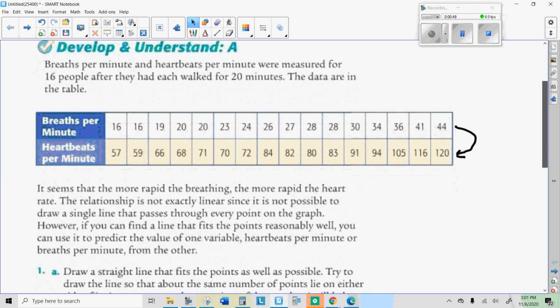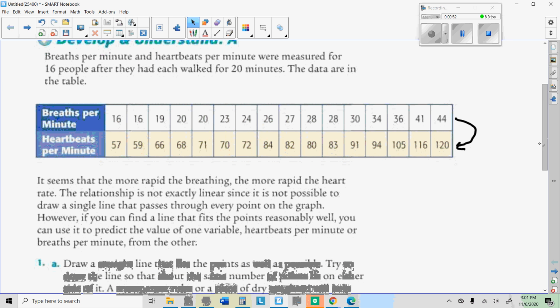And what we're going to look for is maybe a relationship. Is it possible for me to predict, let's say that my resting breaths per minute is maybe a little higher than some of these. Maybe I'm a heavy breather. Say it's 50. Could I come up with a formula that would predict what my heartbeats per minute would be after doing this same exercise?